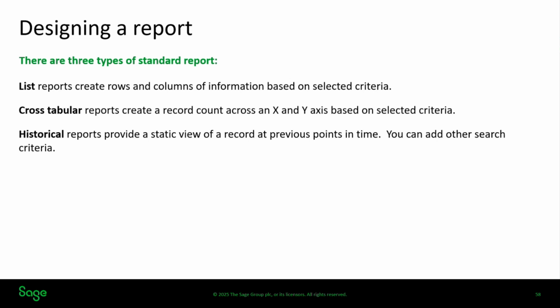We've looked at the cross-tabular reports, and how we can create essentially a record count across the X and Y axis based on selected criteria. And it is a count. It's not going to be a summation of value. It's always going to be a count. And the historical reports provide a static view of records at previous points in time. And you can add in other search criteria to focus in on the particular data that you want.